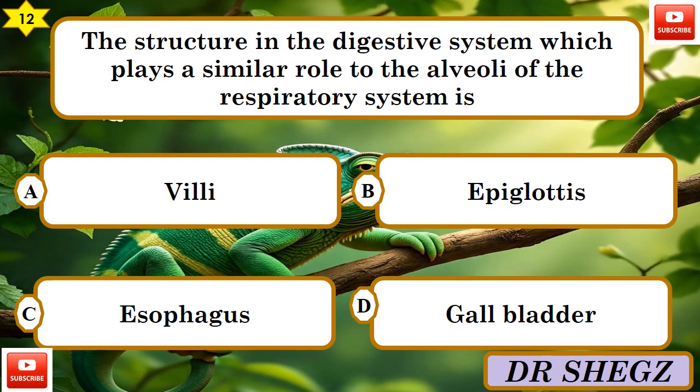The structure in the digestive system which plays a similar role to the alveoli of the respiratory system is: you have villi, epiglottis, esophagus, gallbladder. The answer is villi, because the villi is where absorption of food takes place, richly supplied with blood capillaries. The alveoli is where gaseous exchange takes place, richly supplied with capillaries.